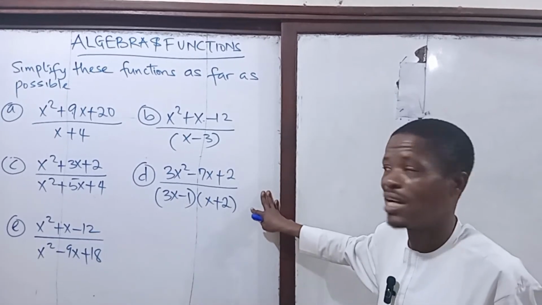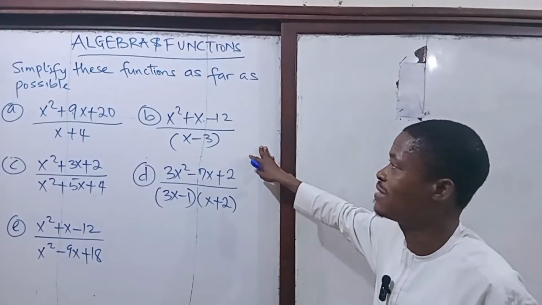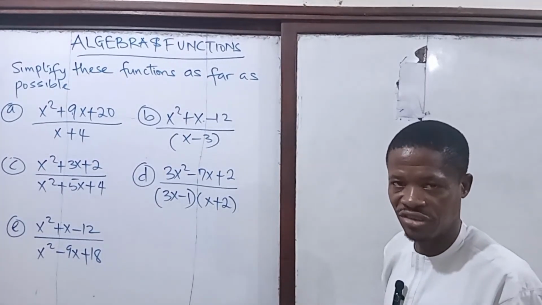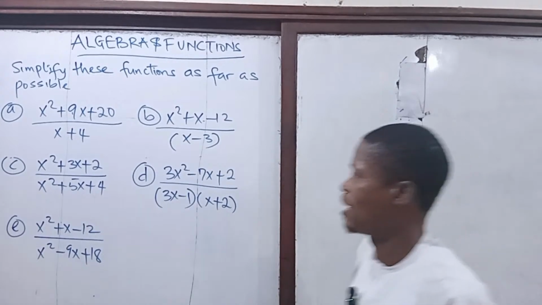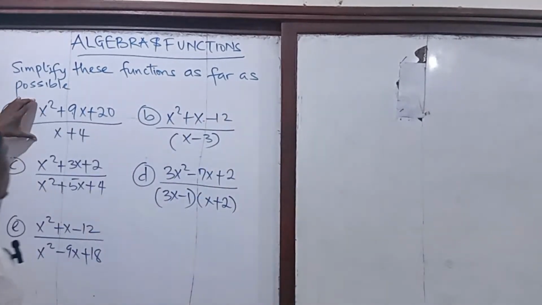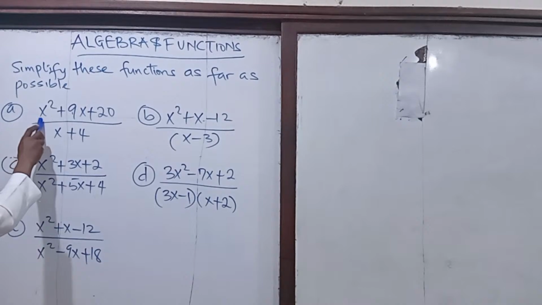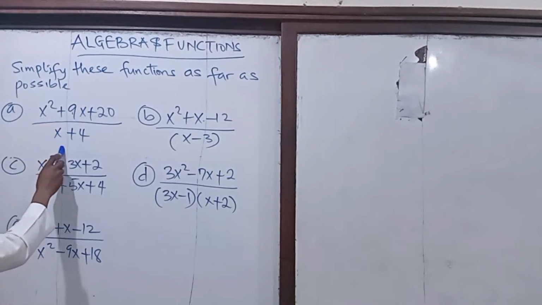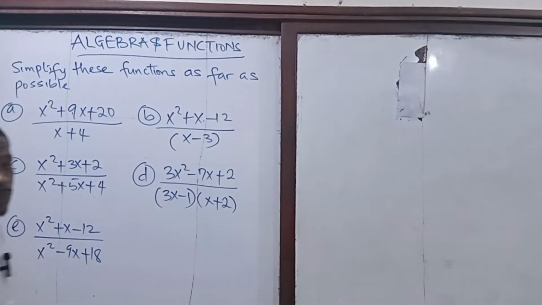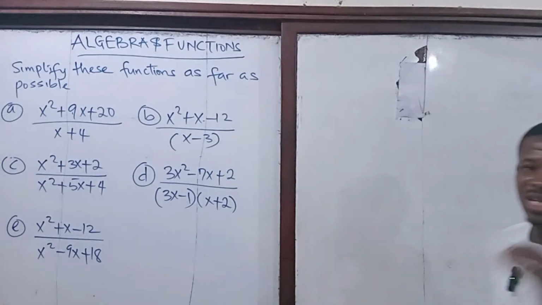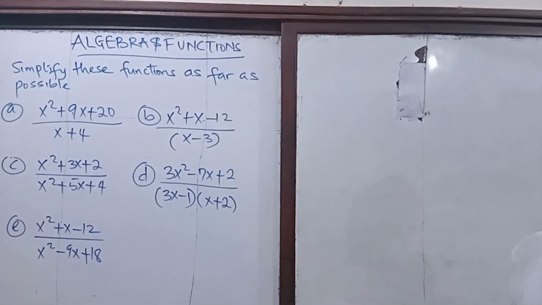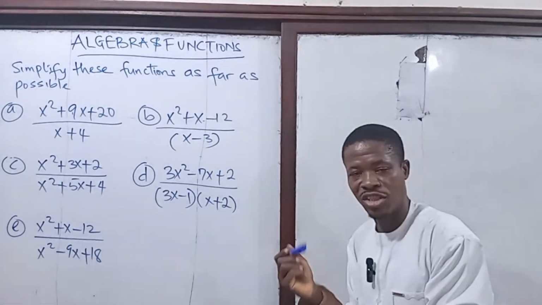Okay, and we have the following to simplify these functions as far as possible. We have the first question: x squared plus 9x plus 20 over x plus 4. And we have the subsequent question also. Okay, let's take it one after the other. Let's see the solution one after the other.